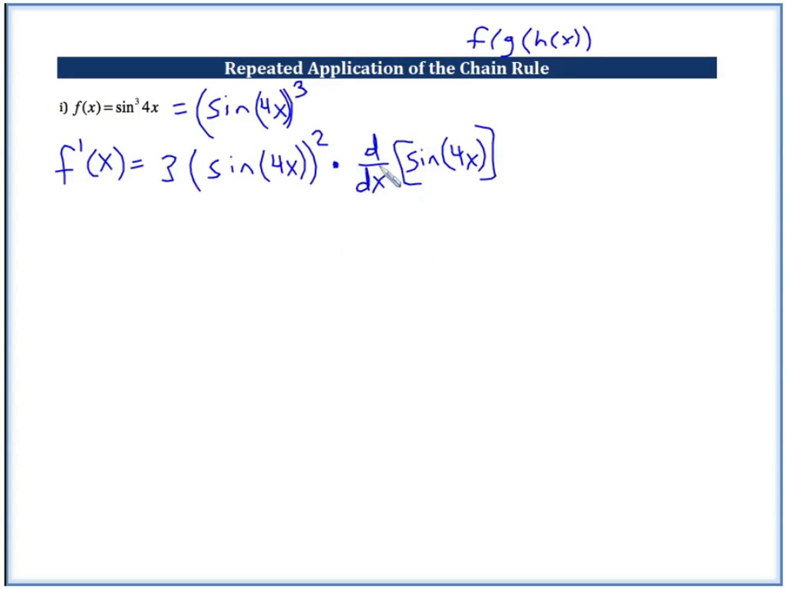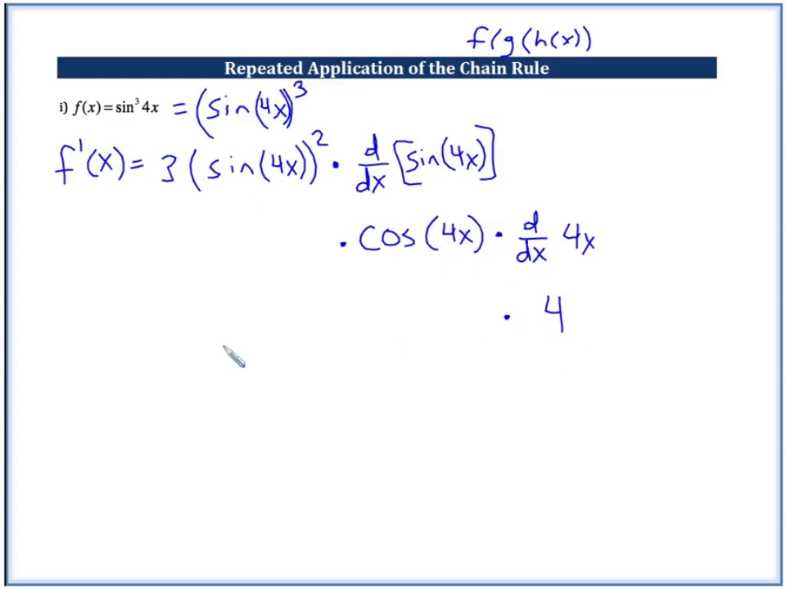Now, let's go ahead and deal with finding the derivative of sine of 4x, which we know we can do. So we'll just go down below here. So derivative of sine is cosine, and it's going to be of that 4x, and then times the derivative of that 4x. And we know the derivative of 4x is 4.